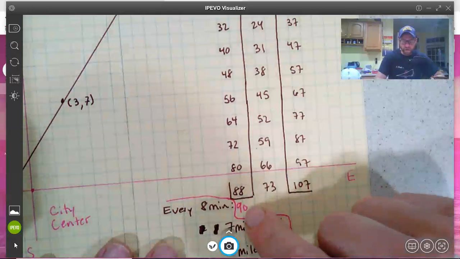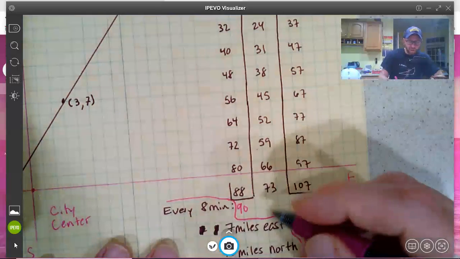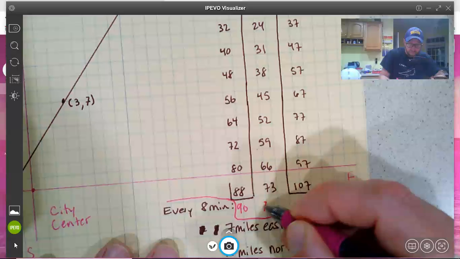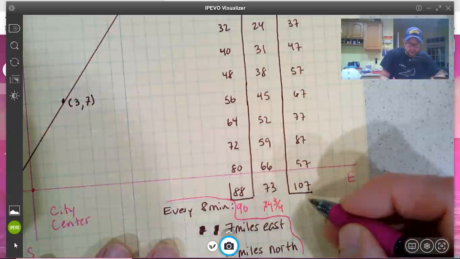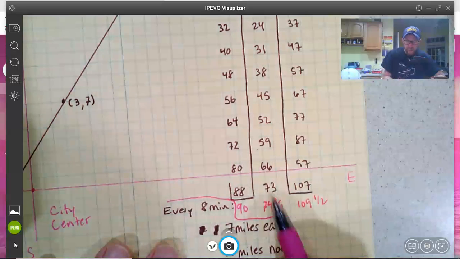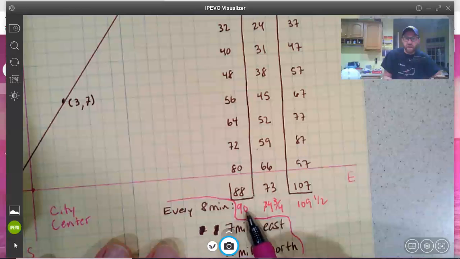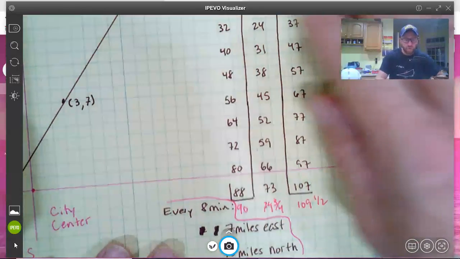And then we just plug that number into the rule and get it. Which, by the way, we did. It was 74 3/4 and 109 and 1/2, which kind of makes sense because it's only 2 minutes from 88 to 90 and just a little bit extra distance on each part. So we need to come up with that rule.